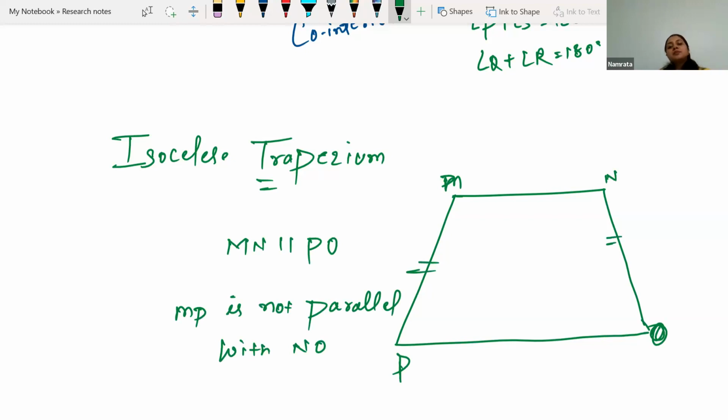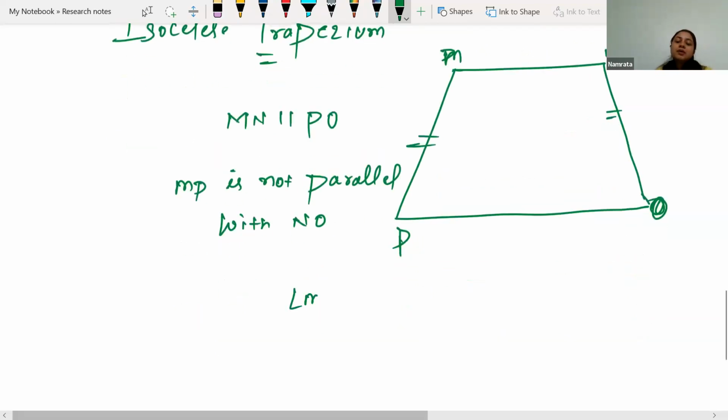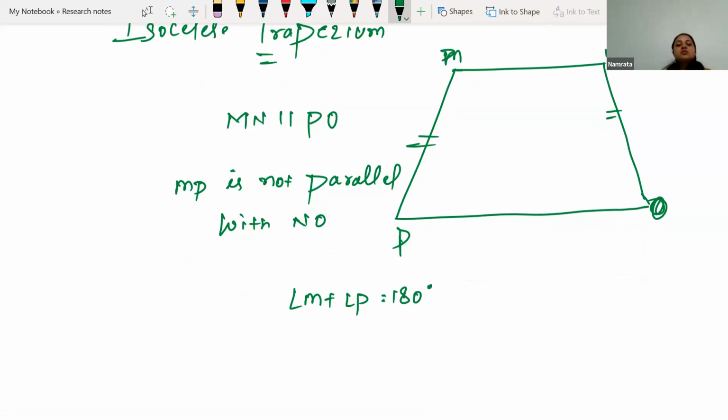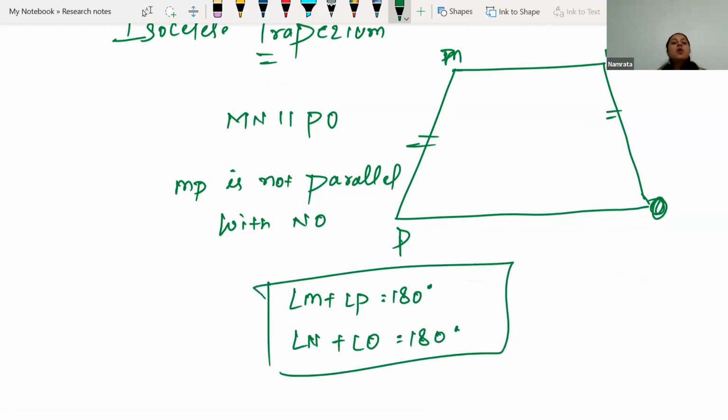Just like the trapezium, we have MN parallel to PO. Here also angle M plus angle P has to be 180 degrees, because the trapezium has passed on all its qualities to the next generation. So angle M plus angle P will be 180 degrees. Similarly, angle N plus angle O will be 180 degrees. All this the isosceles trapezium has got from its parent, the trapezium.